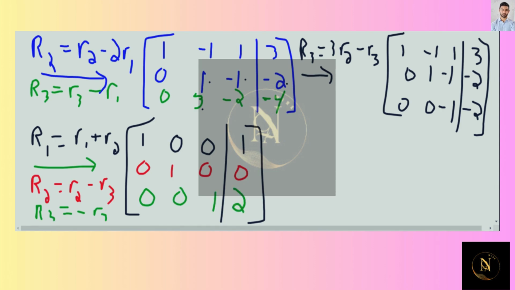So now this top row tells us that x is 1. That middle row tells us y is 0. And then the bottom tells us z is 2. And so here are our answers to the system of equations.